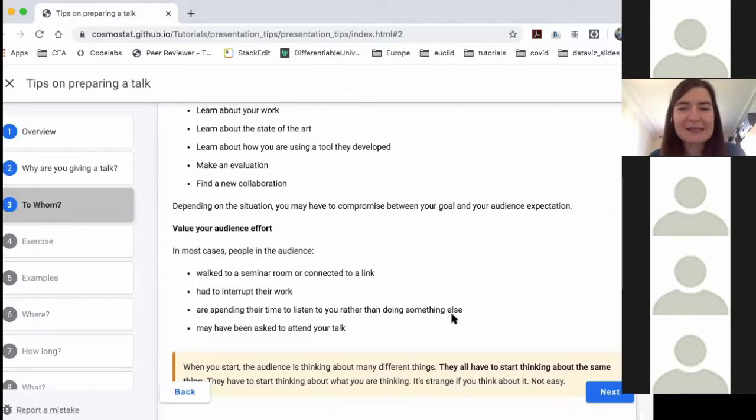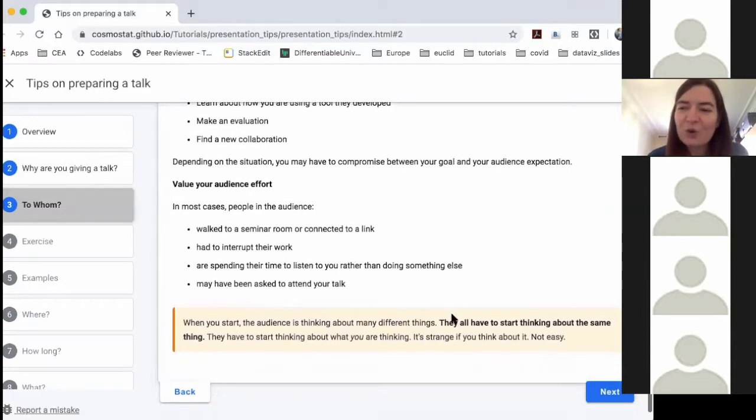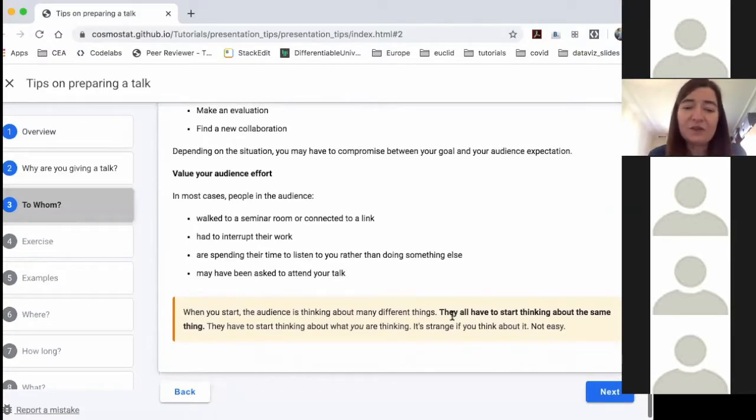In most cases, your audience went to the seminar room, or maybe like in this case for you, you clicked on a link, you connected at the right time, you had to interrupt your work, you were thinking about the deadline you have to work on, or this other paper, my PhD thesis, and other things. And your audience is now spending their time to listen to you rather than just doing something else.